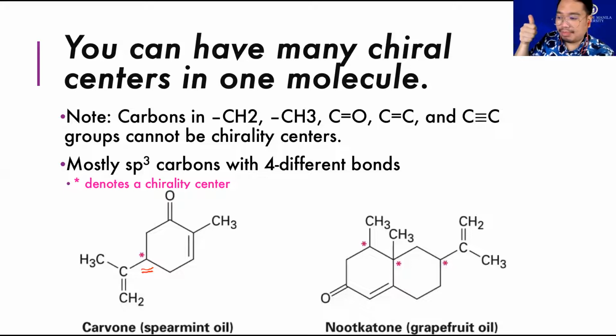Okay. Let's try the one from grapefruit oil, nootkatone. So we add any missing hydrogens, and then we test. Hydrogen, carbon, and then the ring going both ways. And the ring is totally asymmetrical. So that's clear. This is chiral. I'll leave the two others for you to confirm on your own, but they are chiral.